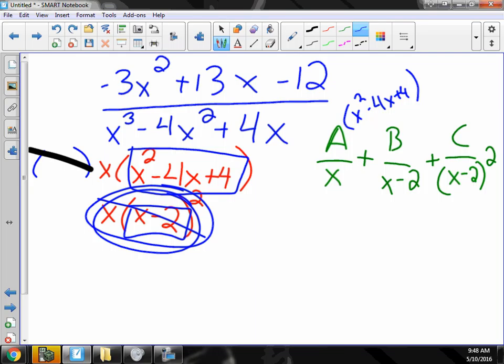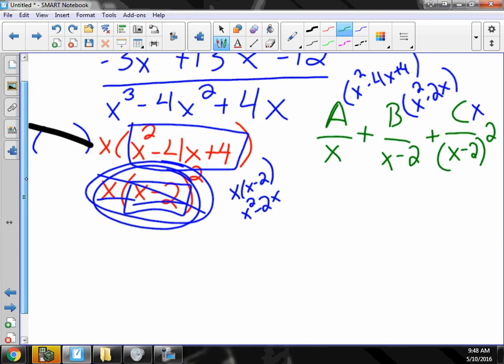The B term has x minus 2. What does it not have? X and the other copy of x minus 2. So it needs an x and an x minus 2, which is x squared minus 2x. So the B term gets x squared minus 2x. Does anybody not understand that? Essentially, I'm using all three of these, but I canceled one of the x minus 2's. And then what does the last partial fraction need? Just an x.